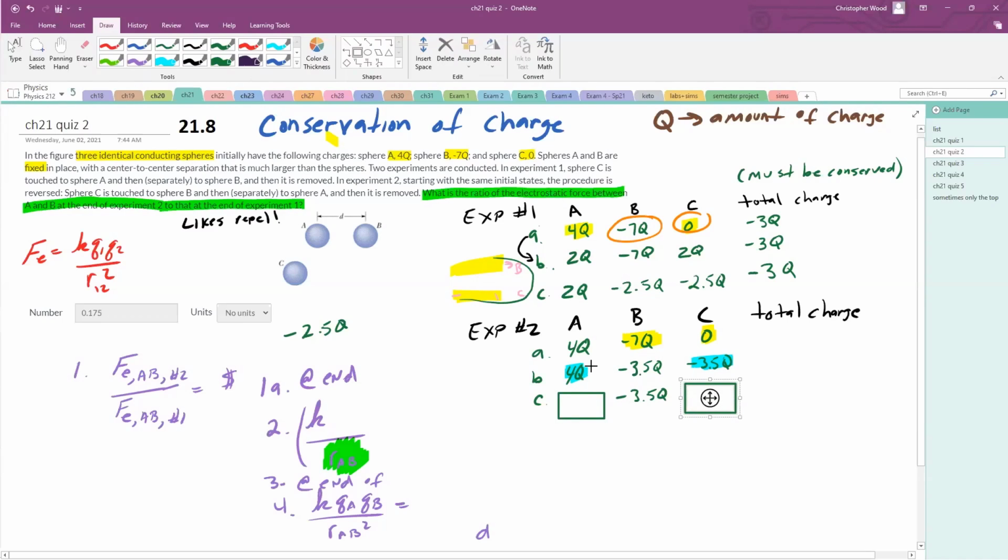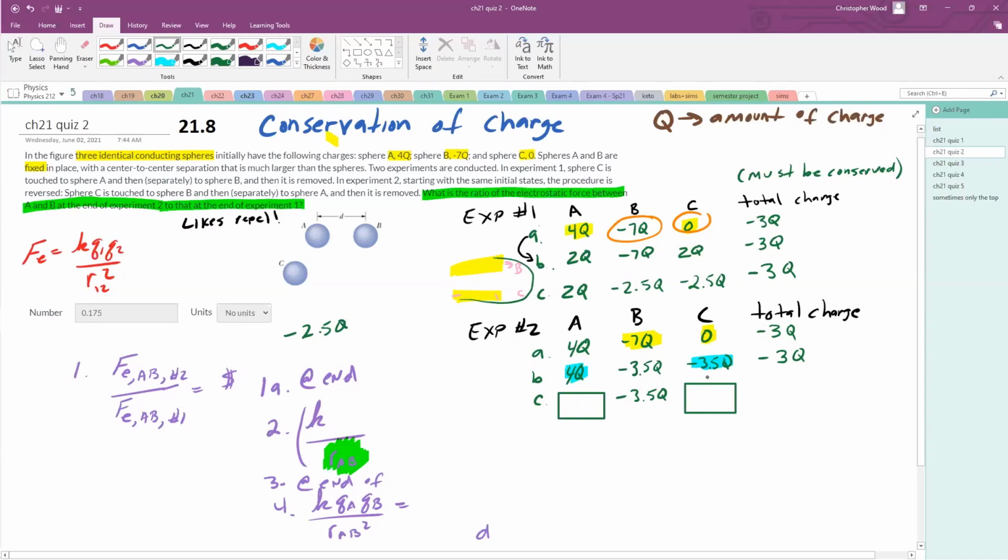If now charge A has 4Q worth of charge and charge C has negative 3.5Q. Oh, and before I do that, let me do my running total charge here. This better be negative 3. It is. And then step B here, this better be negative 3, and it is, because 4 minus 3.5 minus 3.5 is negative 3.